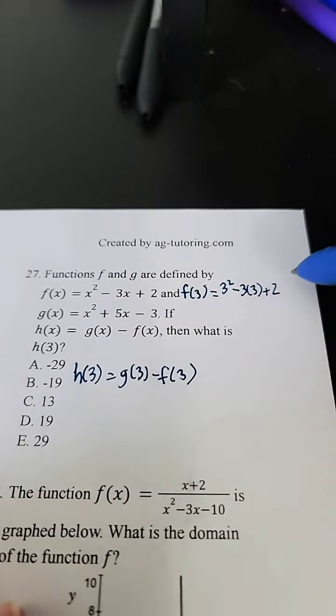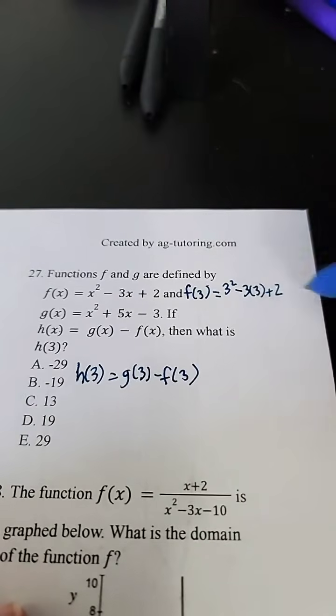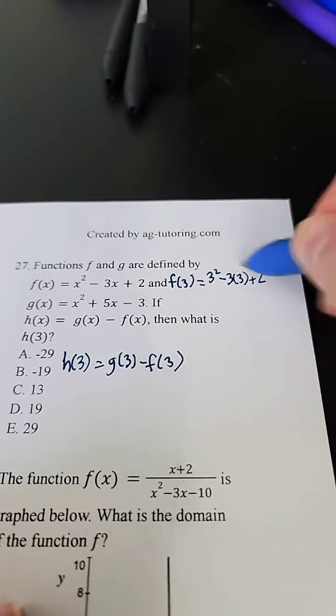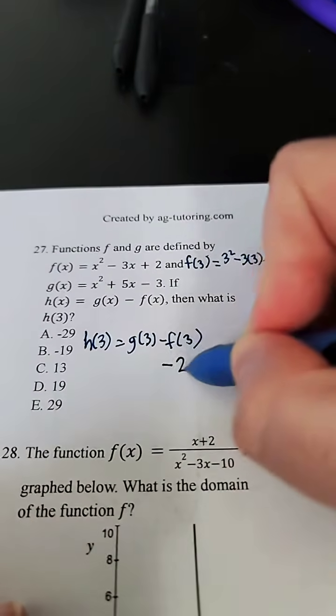So then we're going to say 3 squared minus, 3 squared is 9, so 9 minus 9, because 3 times 3 is 9, is just 0, so then that cancels out, and then we're just left with 2. So f of 3 is 2, so we're subtracting 2.